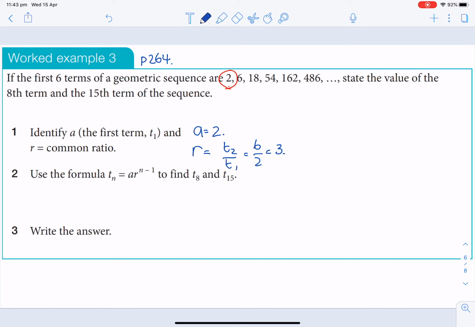Moving on to part 2, use the formula T of n equals A R to the n minus 1 to find T8 and T15. So all we do is substitute 8 into n for the first one. T of 8 equals A times R to the 8 minus 1, which is 2 times 3 to the 8 take 1 is 7, which is, I'm going to cheat a little bit here, 4374. I'm going to pop that in the calculator.